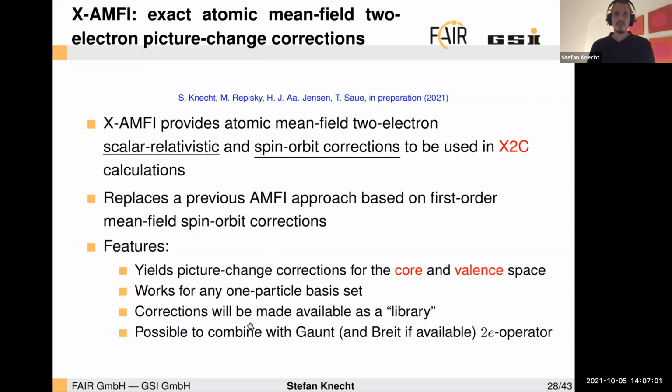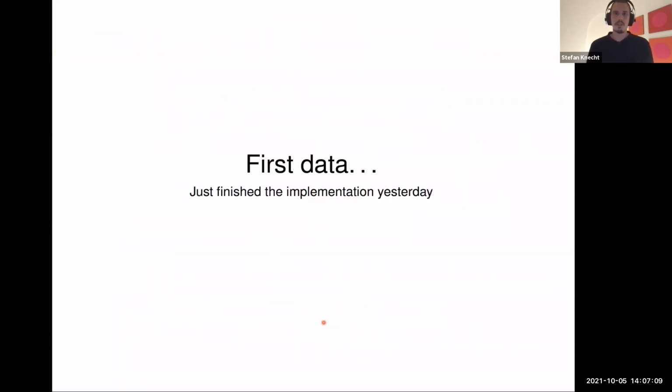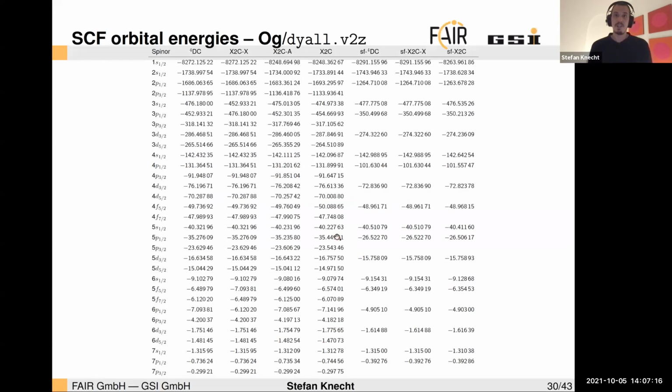It works for any one-particle basis set, and these corrections can actually be pre-computed and made available as a library. And I said recently, so actually I just finished the implementation yesterday, so this is really just very recent data.